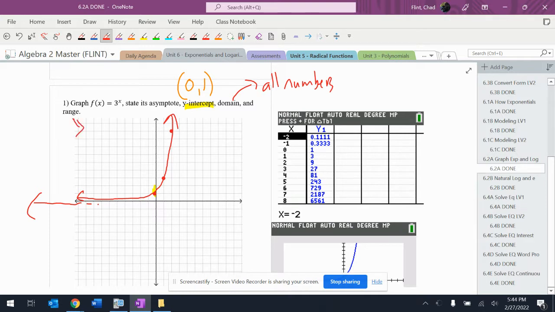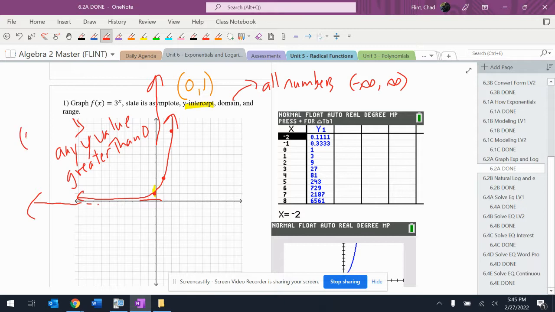The range, that's the y values. Well, it never gets to 0. It never gets to y equals 0, but it does go all the way up forever. So my range is any y value greater than 0. Now remember, we did these earlier in the year. The domain would be negative infinity to infinity because it's everything. And the range would be 0 to infinity, and it gets a parenthesis because it never actually gets to 0.